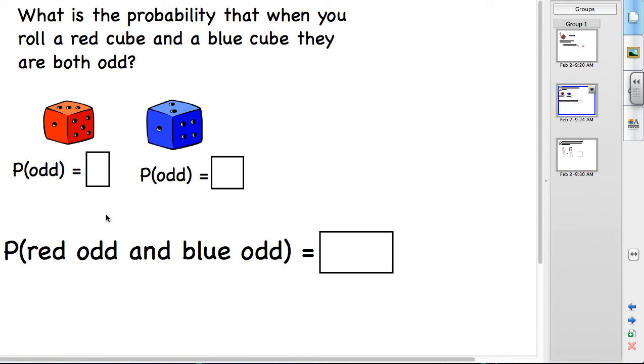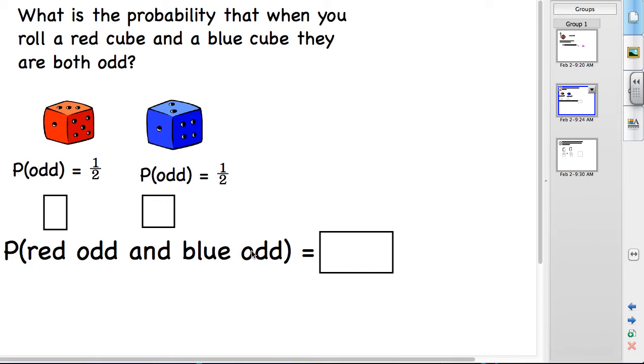So when we find them, we find the probability that the red is going to be odd, is 1/2, because there are 3 odds out of 6. The probability that the blue one's going to be odd is the same, 3 out of 6, 1/2. So when we have them, they do not affect each other, so that's still 1/2. No matter what this is going to be, the probability of the blue one will still be 1/2.